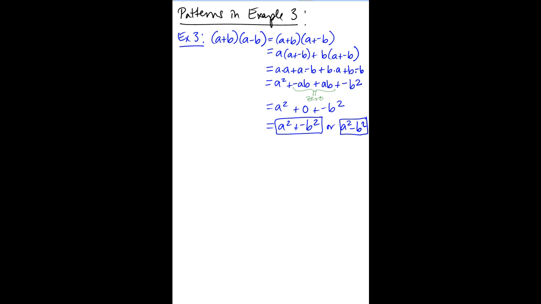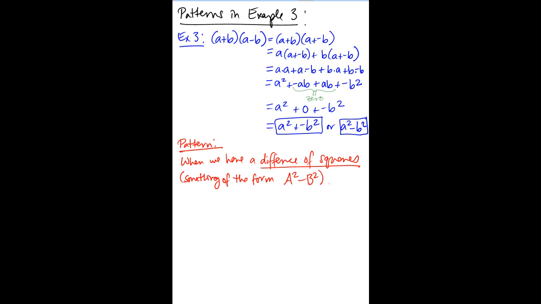So what pattern did we notice here? Well, we notice when we have a difference of squares, in other words, something of the form a squared minus b squared, we can rewrite it as the product of a sum and a difference.